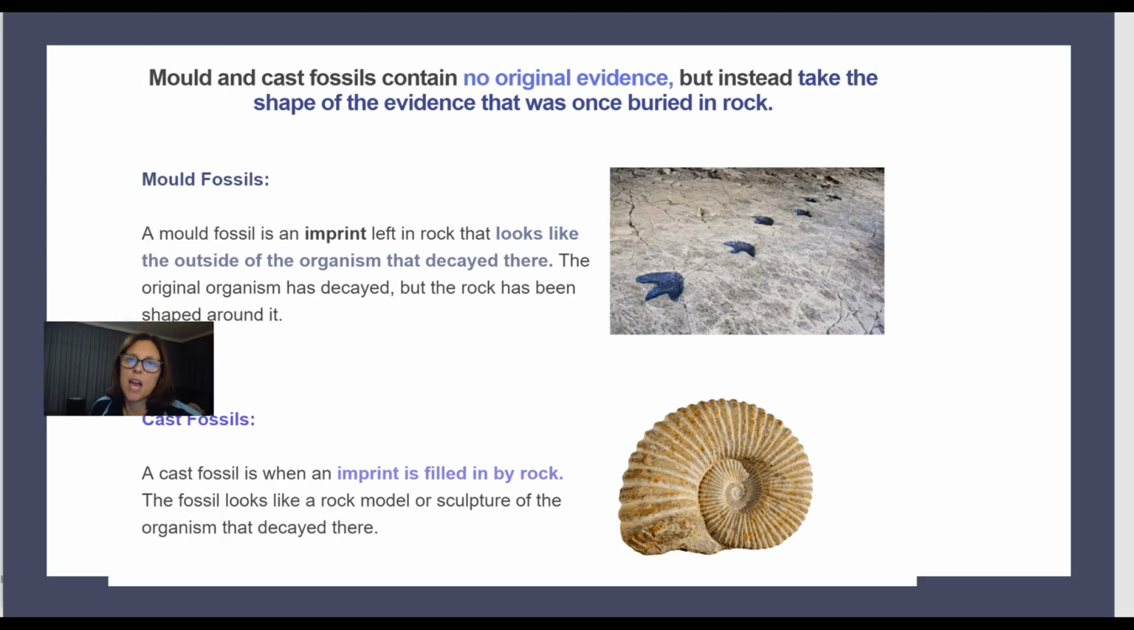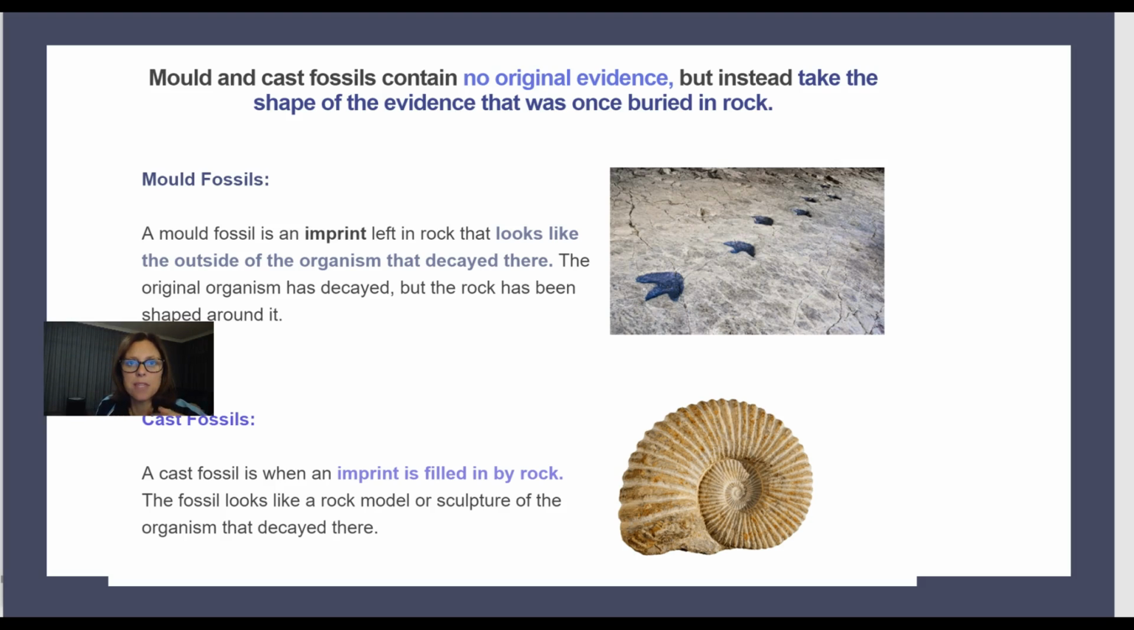We've mentioned already casts and molds. So they actually don't contain any of the original evidence, but they take the shape of the evidence that was once buried there. So if ever you, in your younger crafting childhood days, ever made those plaster molds where you may have mixed up the plaster, popped it into a mold, plucked it out, and then you got a chance to paint it, that's the type of thing that we're talking about here.